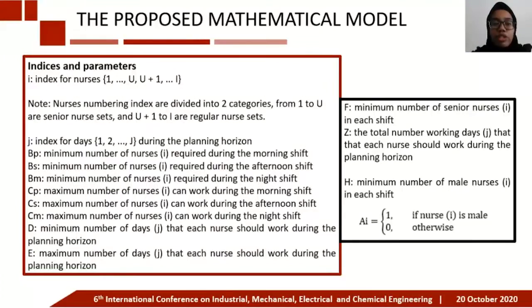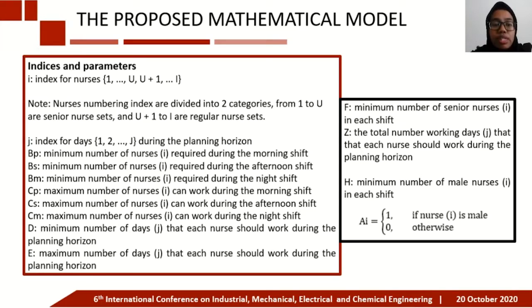Third is the proposed mathematical model. Below are the indices and parameters used in the model. First, I is the index for nurses, where the nurse numbering index is divided into 2 categories. From 1 to U are the senior nurses set, and U plus 1 to I are the regular nurses set. J is the index for days.